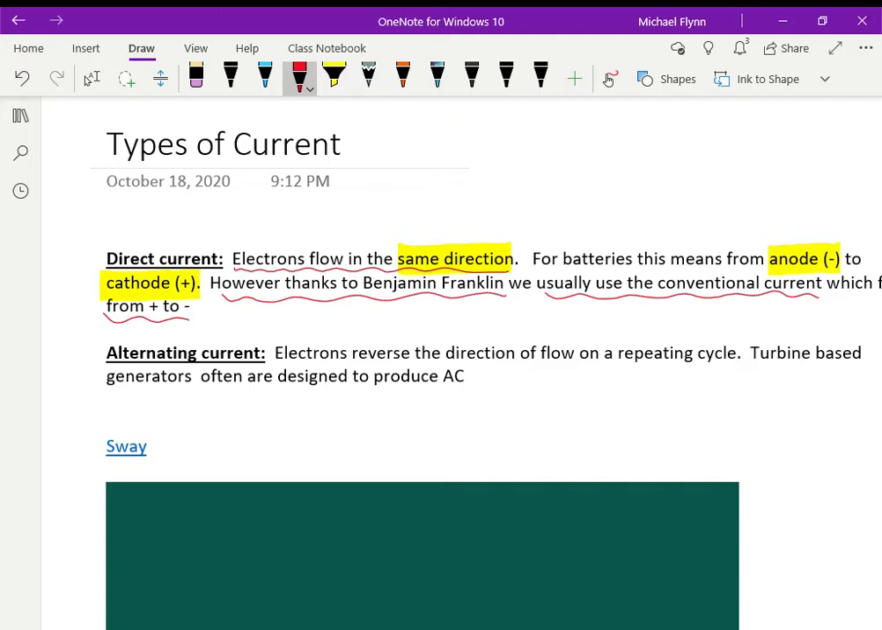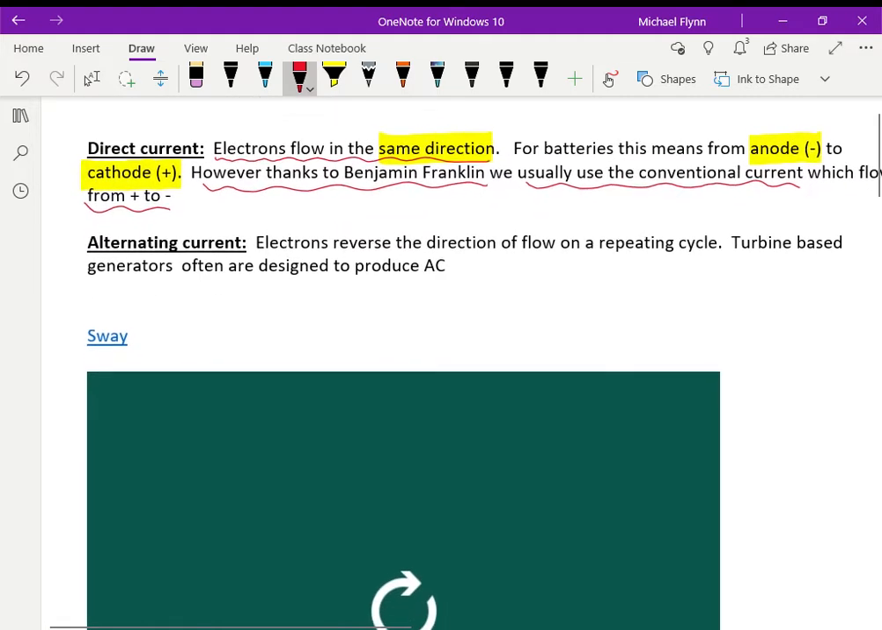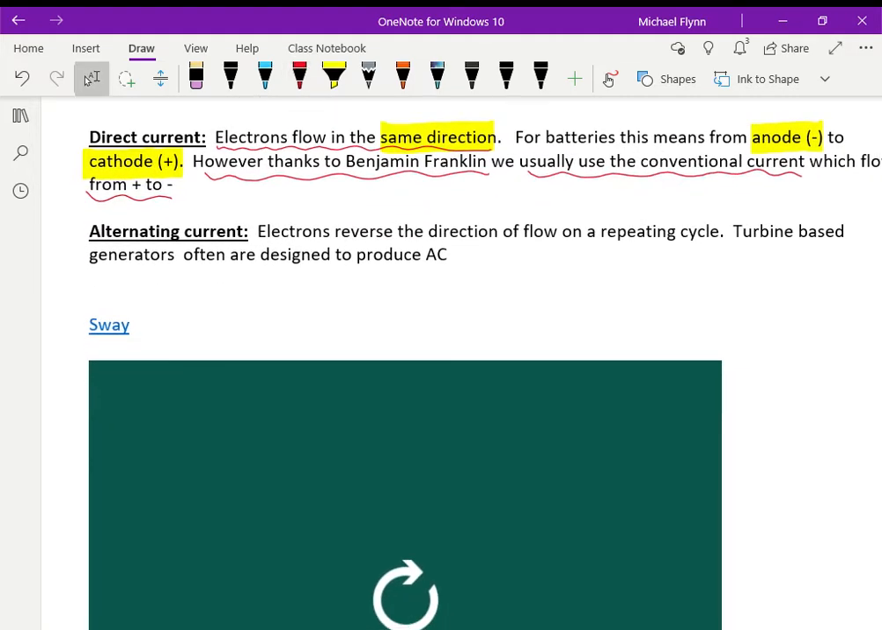All right, alternating current. Alternating current is not like direct current in that the electrons actually alternate the direction that they're traveling in the wire. Now, batteries don't produce alternating current, but turbines do. Let me just highlight some of the important things. Here, the electrons are reversing the direction of flow on a repeating cycle. So what they're doing is just vibrating back and forth, alternating their direction. And turbines, which are a different kind of generator, can be designed to produce alternating current.